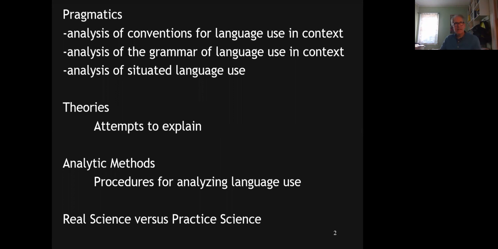And then we started talking about theories, which are attempts to explain the way language use works. And now we're moving into analytic methods used to uncover and analyze language use.